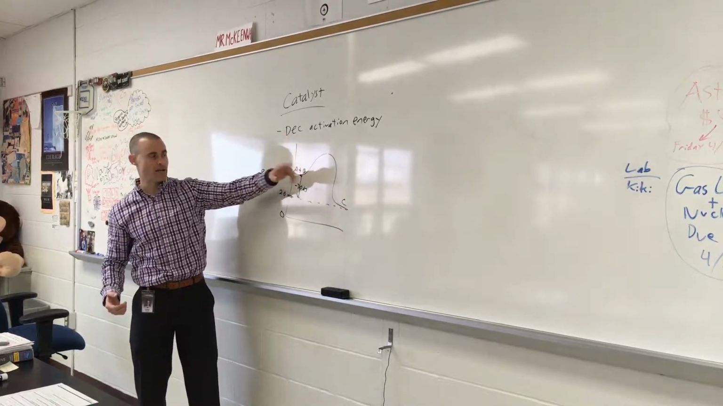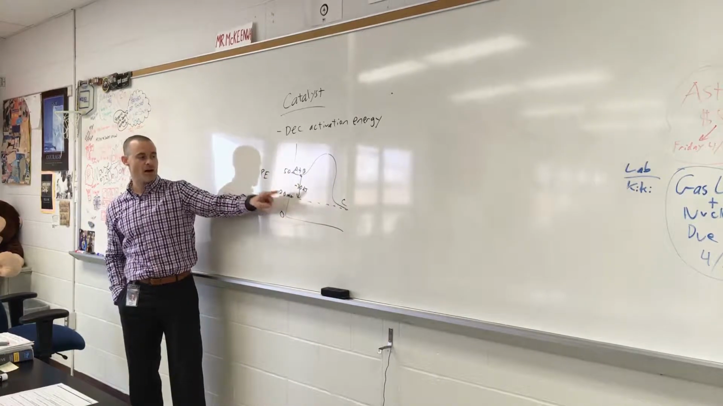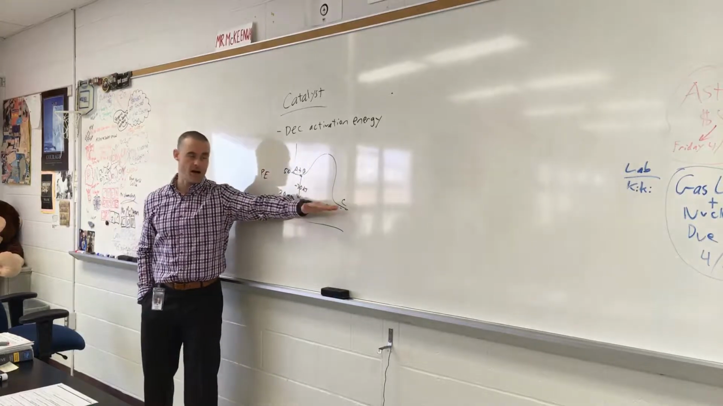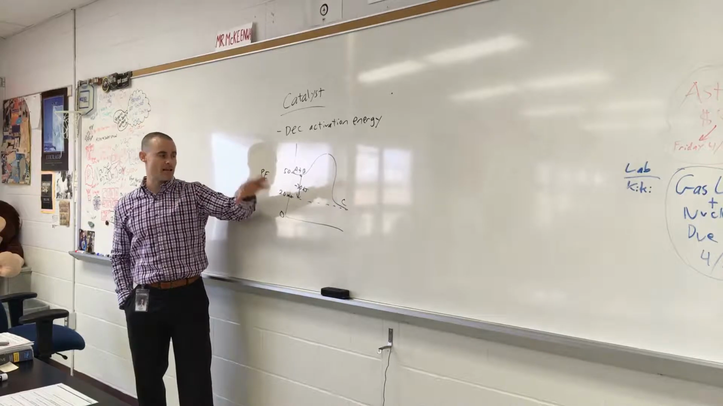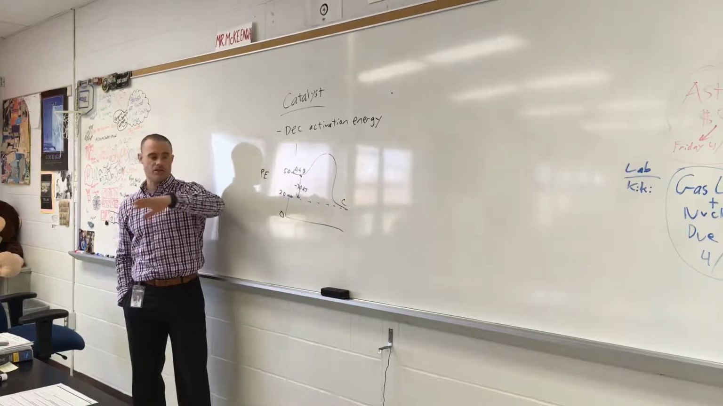It lowers the peak. But these spots don't change. Your reactants and products do not change. You still have the same reactants, still get the same products. They still emit, release, or absorb the same amount of energy. So the delta H, in this case negative 30, doesn't change.